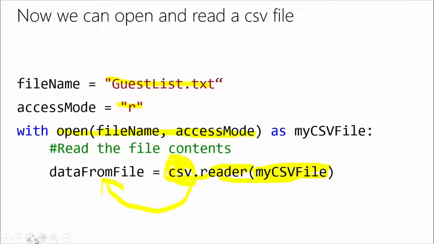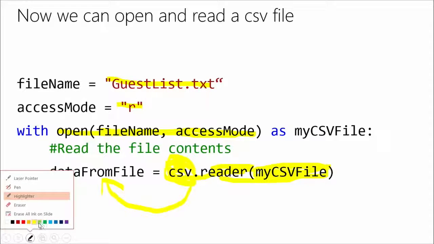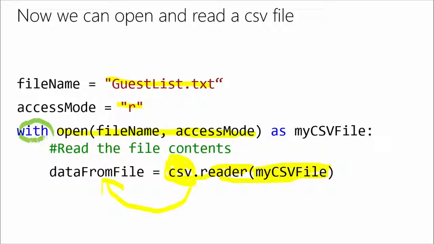Now, I have kind of cheated a little bit here and snuck in some new syntax that you haven't seen before. And that is right here, this word with, and the as my CSV file. We haven't seen this syntax before. I'm not actually executing a loop here, but it looks a little bit like a loop. It does, and I noticed the colon, and it's indented here as well.